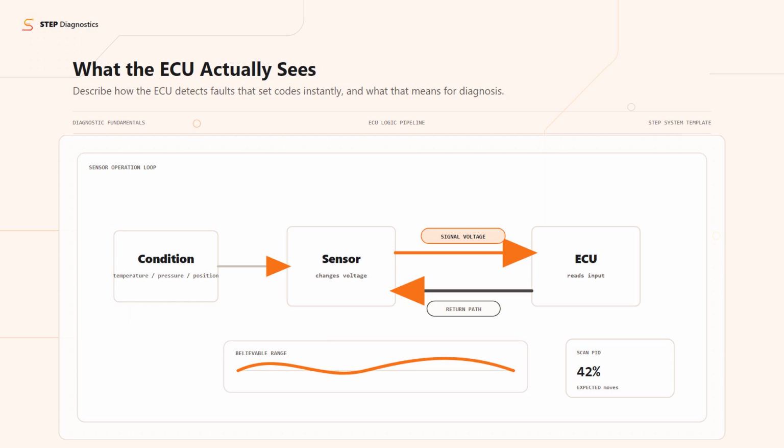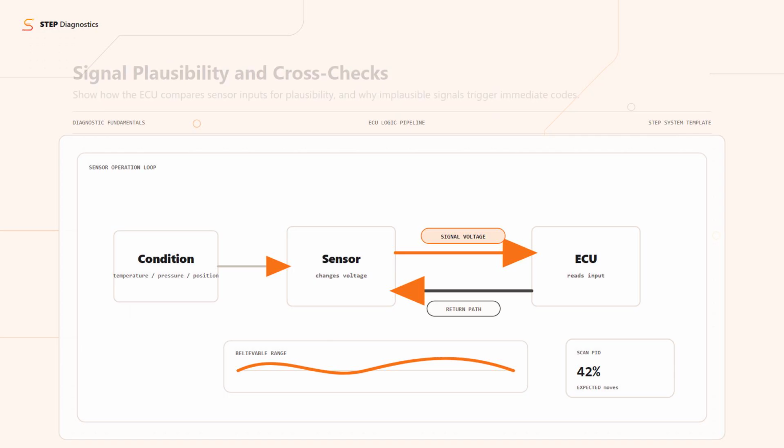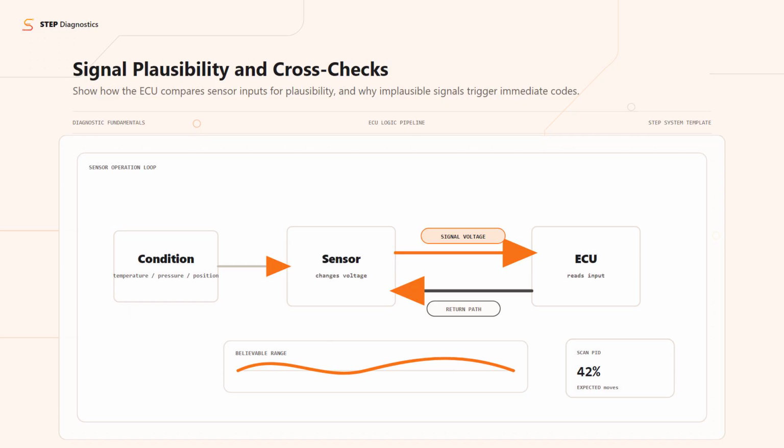The ECU checks input signals against high, low, or rationality thresholds and sets the fault as soon as it detects a violation. Modules don't just look for voltages out of range. They use plausibility checks, comparing one sensor's value against another or against physical expectations. If a signal is not believable, the ECU flags it instantly.